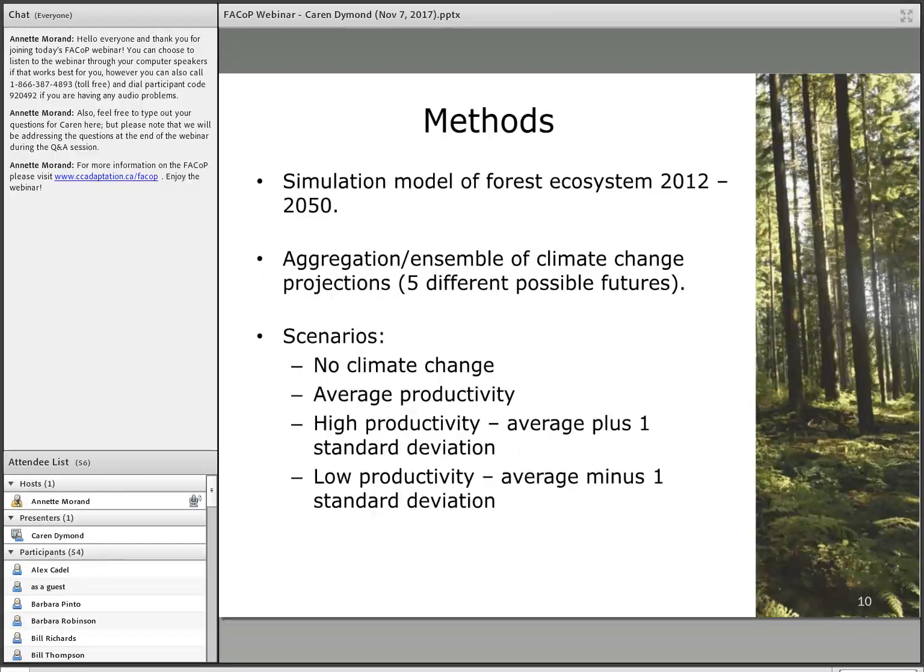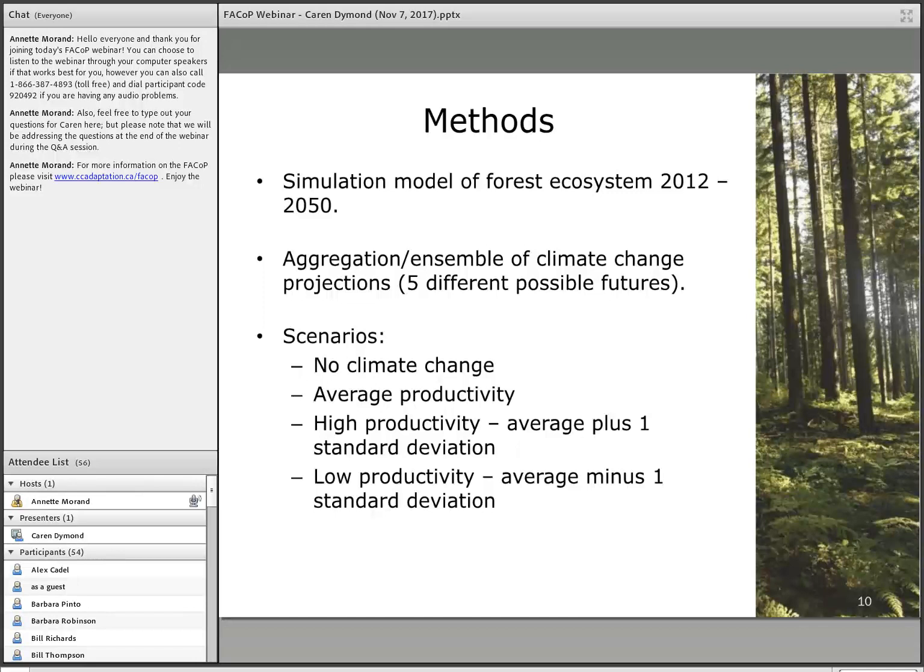The methods, I'm not going to spend a whole lot of time on this because I could go on for a long time. But just to focus on the key part of the methods, we simulated the model forest ecosystem from 2012 to 2050, so relatively short in terms of forest planning or tree lifespan. And we took an ensemble approach. If we're looking at future climate conditions, there's quite a range of possible climate conditions depending on which model you use and how much emissions you assume people are going to produce.